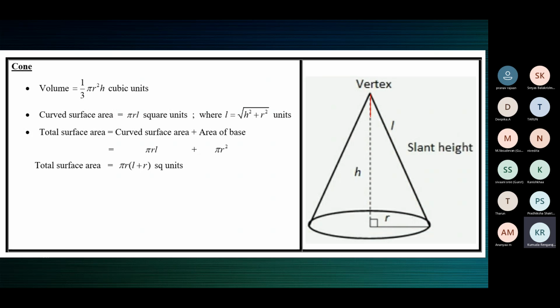So consider this perpendicular height, the line segment that represents the radius, and the line segment that represents the slant height of the cone. These three form a right triangle, where the slant height represents the hypotenuse. So the Pythagoras theorem holds good here. The square on the hypotenuse, l square, is equal to h square plus r square.